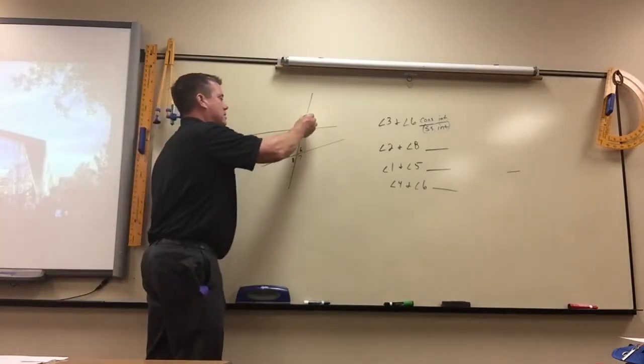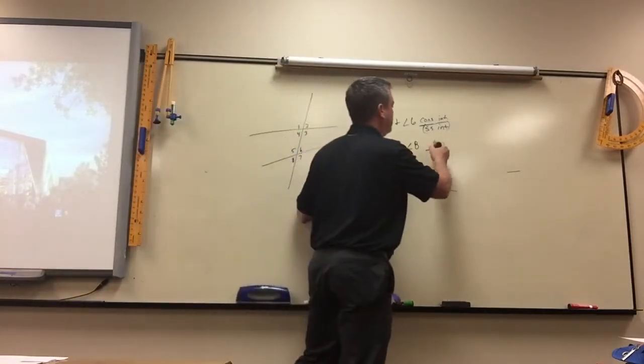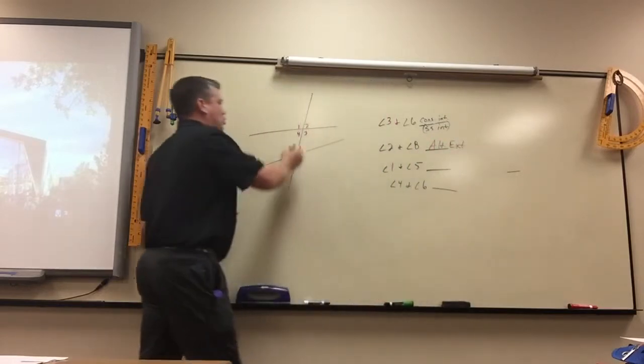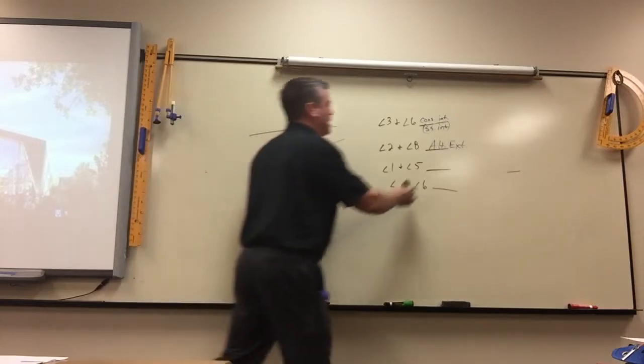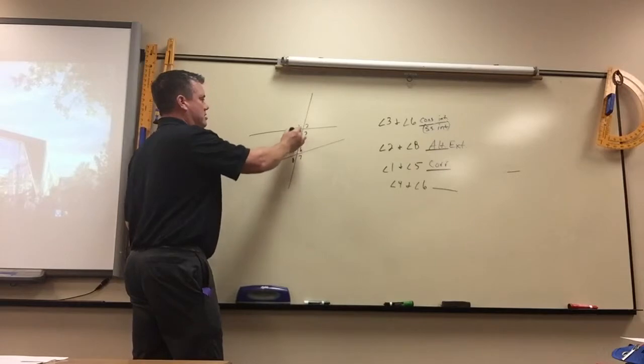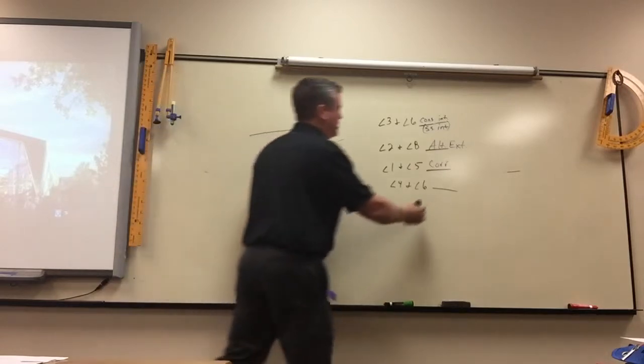2 and 8, alternate exterior. And again, you can abbreviate. 1 and 5, corresponding. 4 and 6, alternate interior.